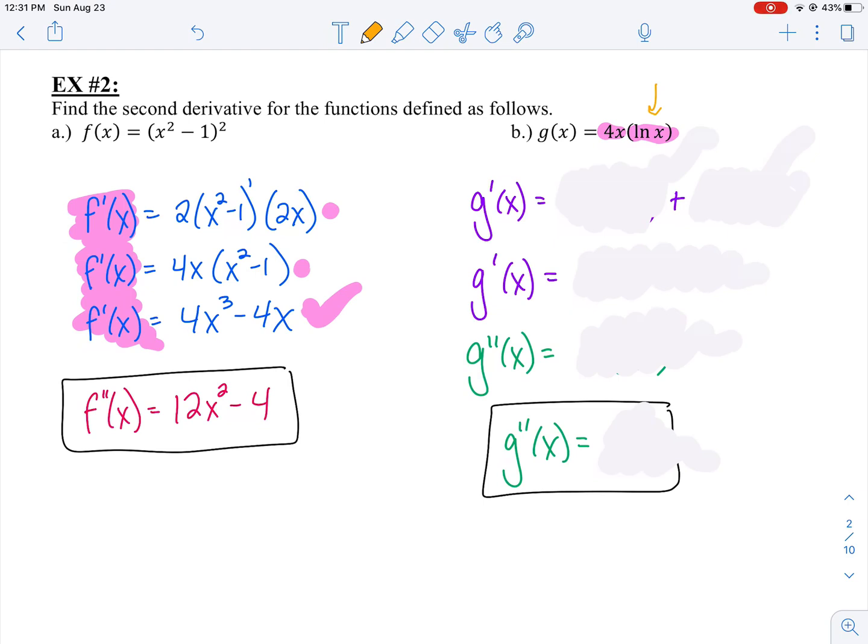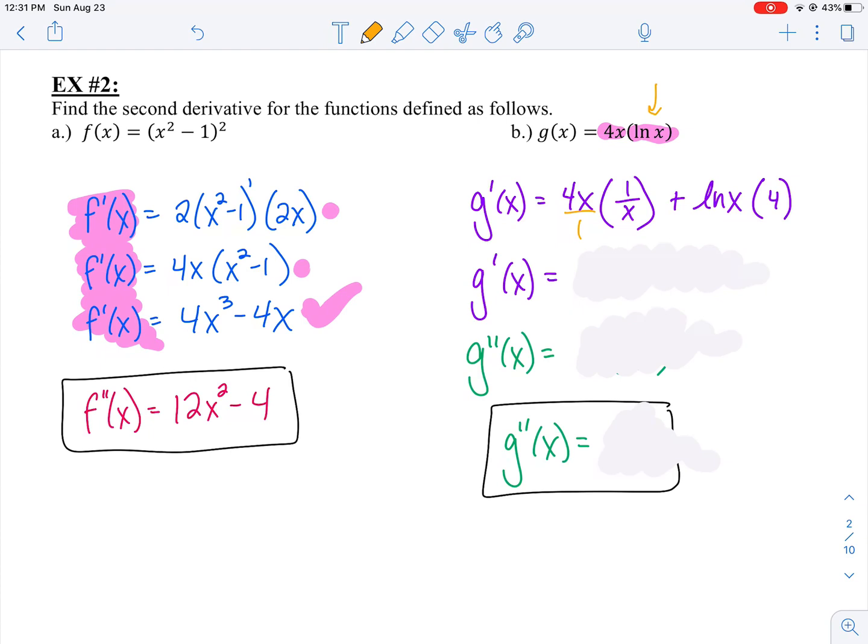And do you remember what the derivative of natural log of x is? Hopefully, the derivative of any natural log, remember, is the derivative of the inside over the inside. So the derivative of x, which is 1, over the original inside, which is just x. So I have the first times the derivative of the second, plus the second times the derivative of the first, and the derivative of 4x would just be a 4.